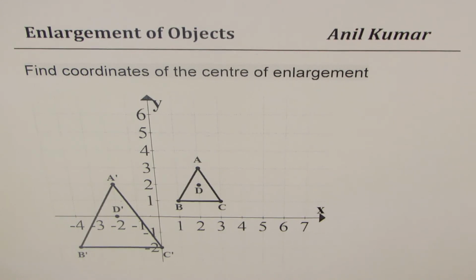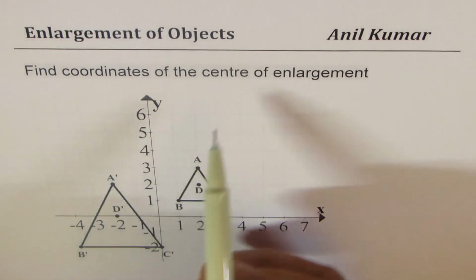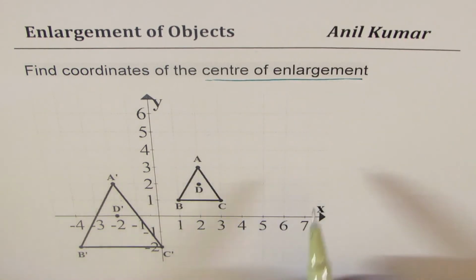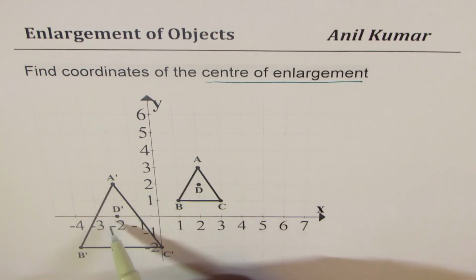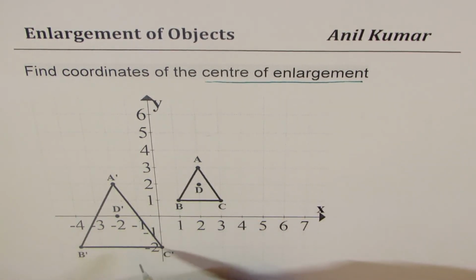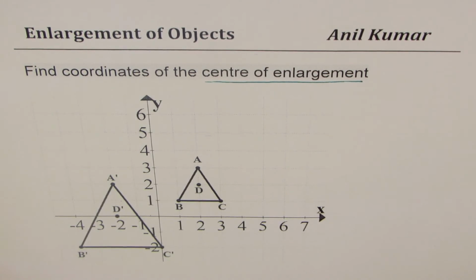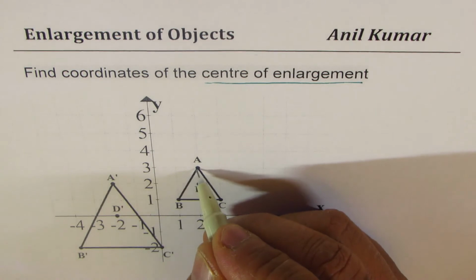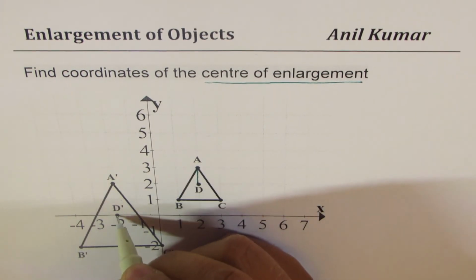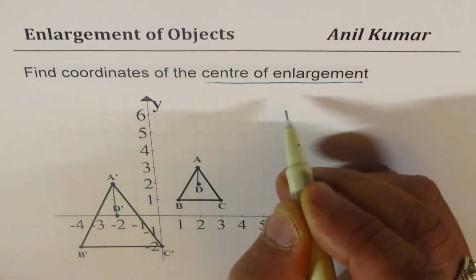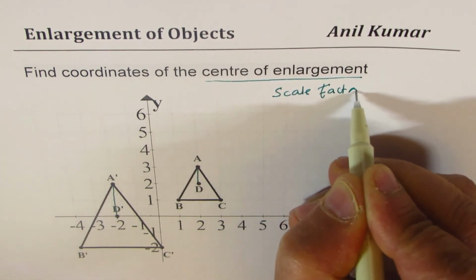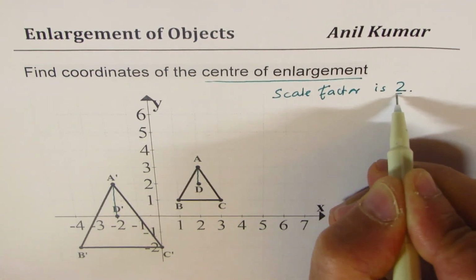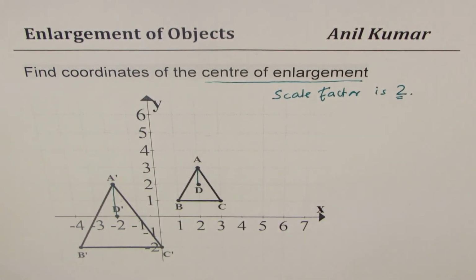So what do we have here? The question is, find the coordinates of the center of enlargement. So what should you do now? Well, these are the 2 figures. We can also figure out how much they are enlarged. Can you tell me, by what factor? Well, the distance from A to D is 1 unit and here it is 2 units. So the scale factor is 2. Perfect, because you could see it clearly, right?